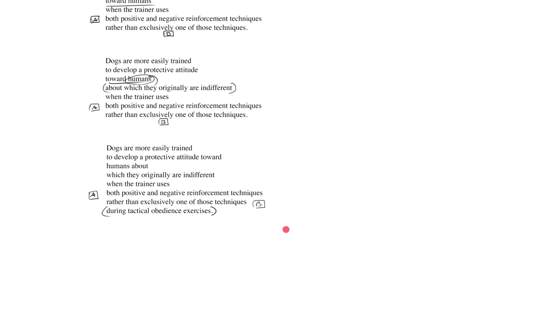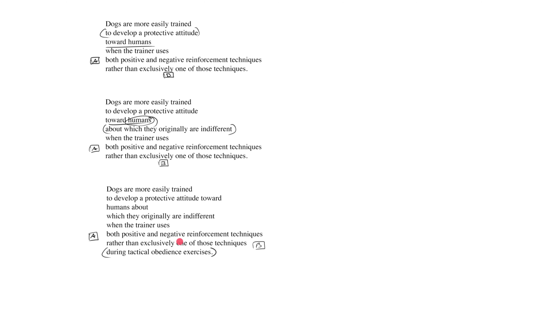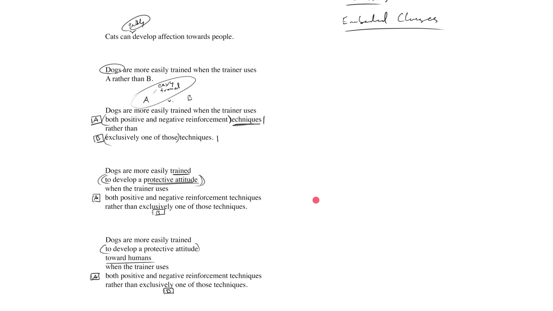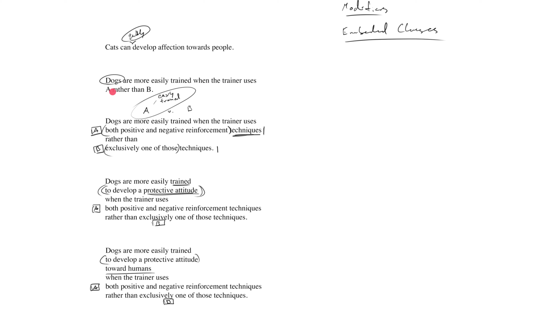Okay, so look how far we've come. You strip this convoluted sentence of all of its details, and it just boils down to something like this: dogs are more easily trained when trainer uses A rather than B. And you're losing a lot of information. You're losing information about what the purpose of the training is for. Be protective of people. All people? No. Specifically, people towards which those dogs were initially indifferent. You lose information in this version about just what A means. What technique is A? You lose that information. In subsequent iterations, you get that information. And you also lose information about when these techniques are being implemented.